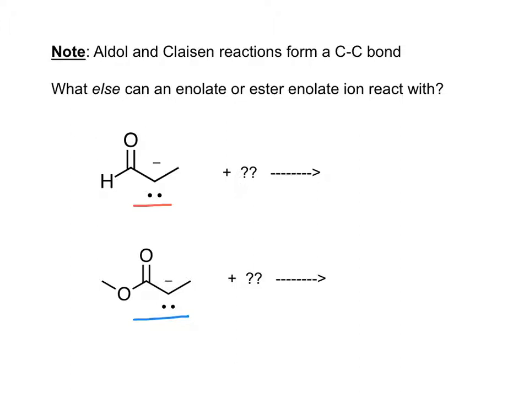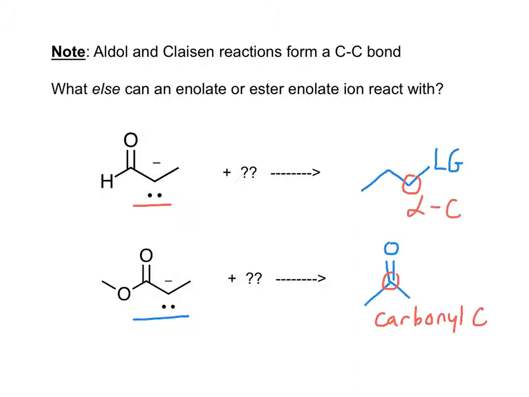So stop the video and identify what else an enolate or ester enolate ion can react with. Enolate and ester enolate ions are nucleophiles, so they can react with any carbon electrophile to form a carbon-carbon bond. This includes an alpha carbon in a substitution reaction and a carbonyl carbon in an addition reaction.